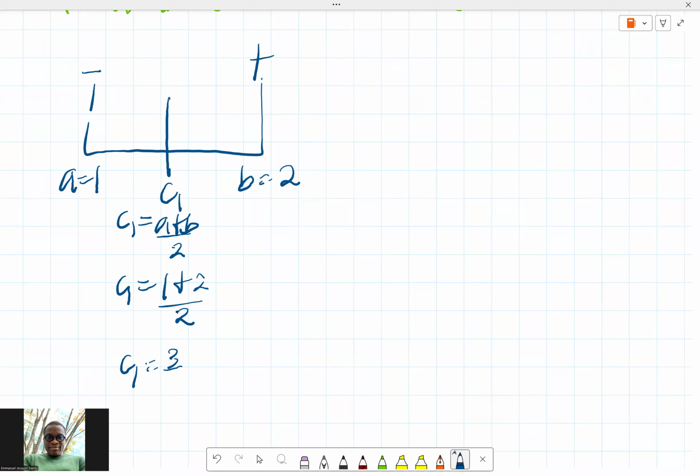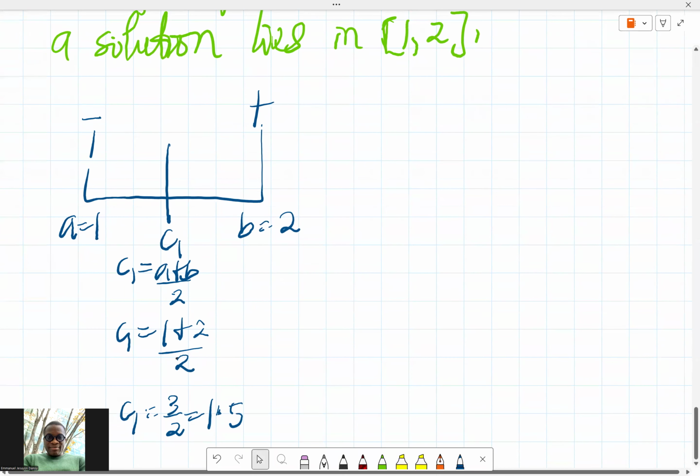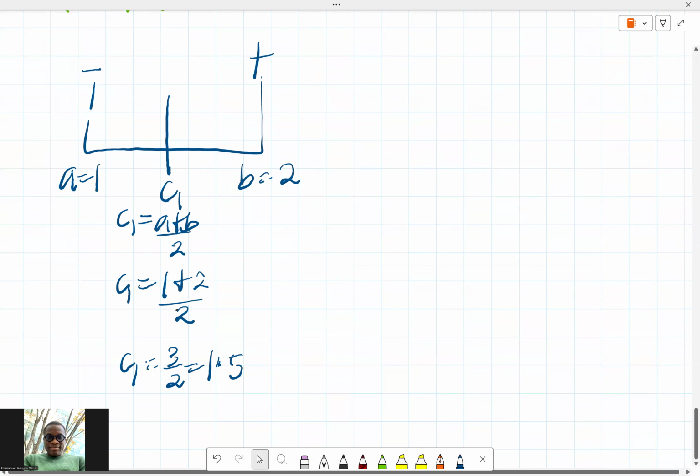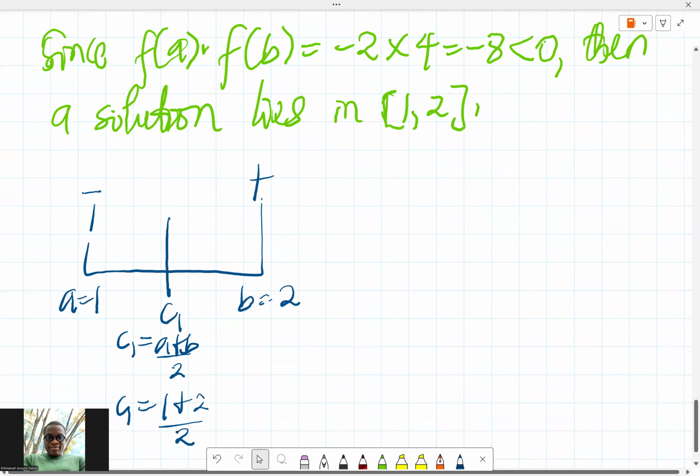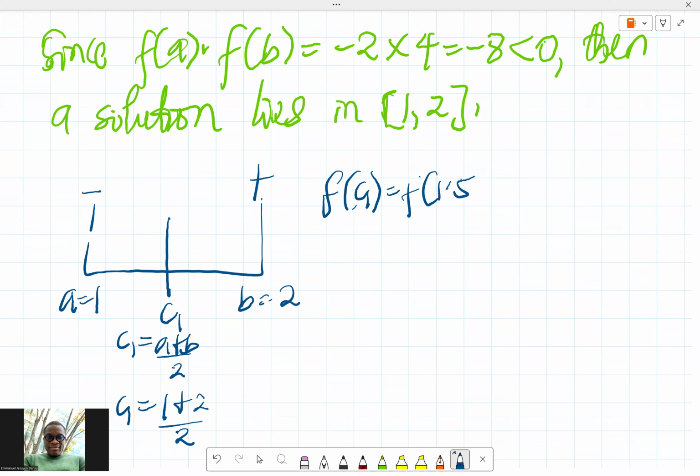That is 3 over 2. So C1 is 1.5. So that means you can now check. Each time you get a result like this, you check for f of C1, or whatever C you get. So f of C1 is equal to f of 1.5. So you have 1.5 raised to power 3, because don't forget the f of x you had, x cubed minus x minus 2.